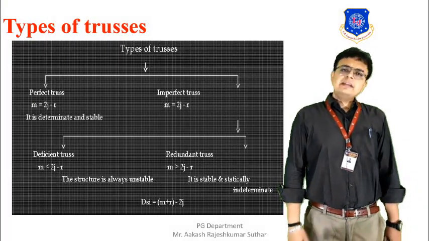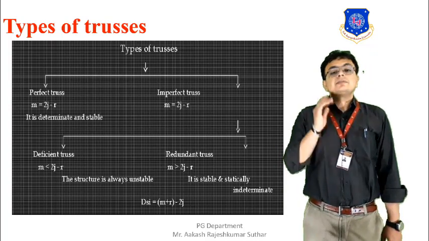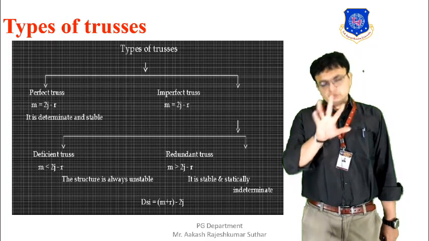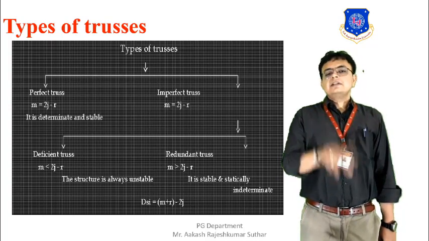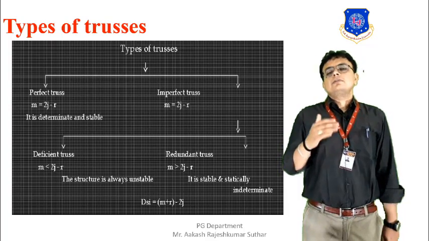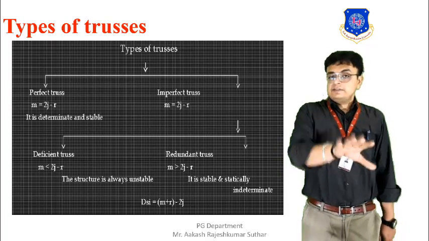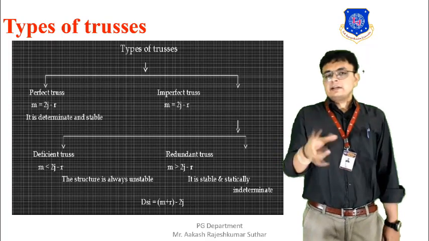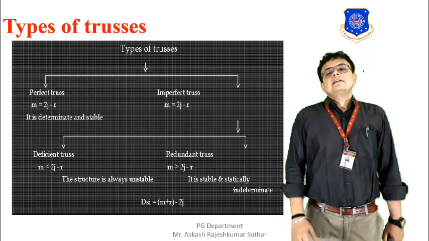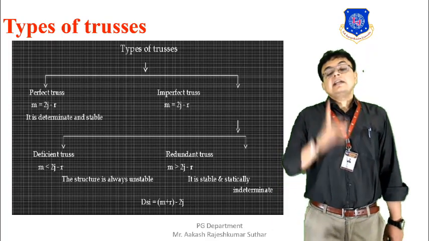Now let's discuss the different types of trusses. Basically, trusses are classified into two categories, the perfect truss and the imperfect truss. When m is equal to 2j minus r, that is, when both the values are equal, then we can say that our truss is a determinate and stable truss.